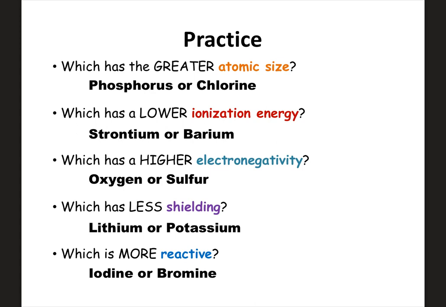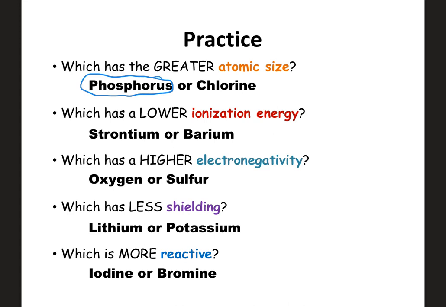Let's walk through these and see how we did. The first one says, which has the greater atomic size, phosphorus or chlorine? If you notice, phosphorus and chlorine are both in the same row, and the trend for atomic size is that as you go across left to right, it decreases. Chlorine is further to the right, so you would expect it to be smaller. It has a greater nuclear charge, so it's pulling in those outer electrons more. So chlorine is going to be smaller, and phosphorus would be bigger, or greater, in terms of atomic size.